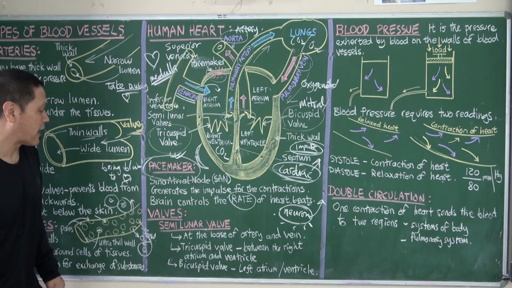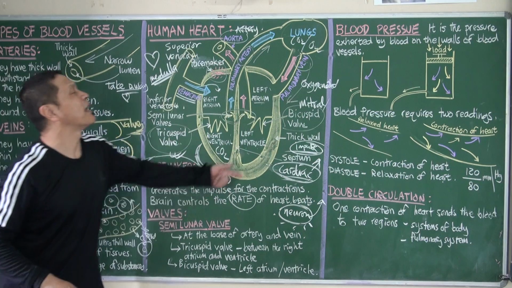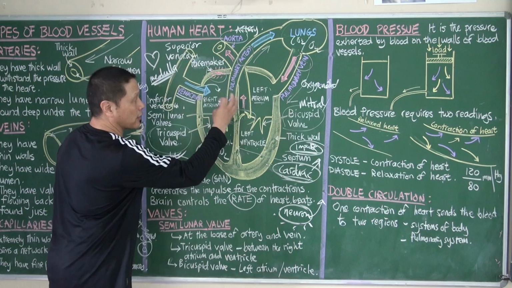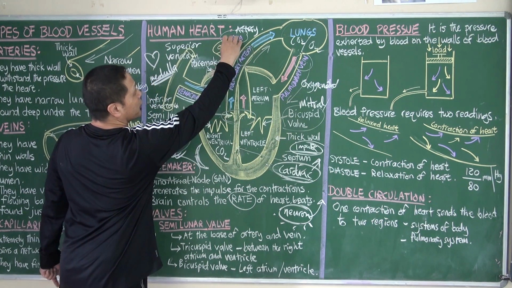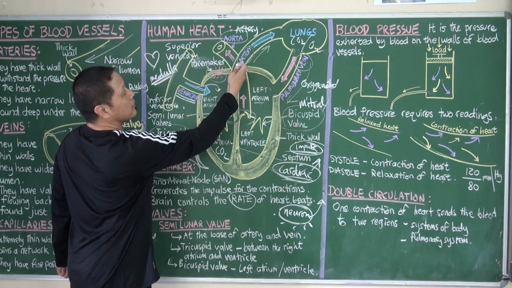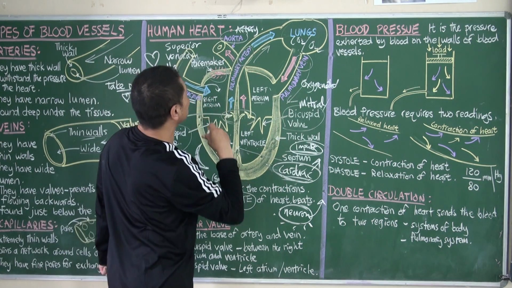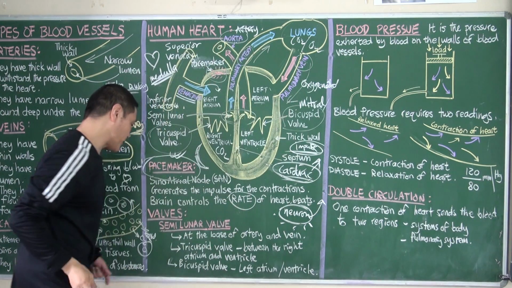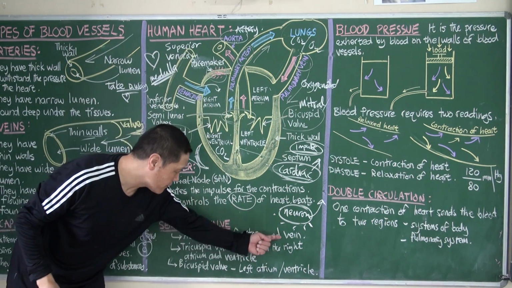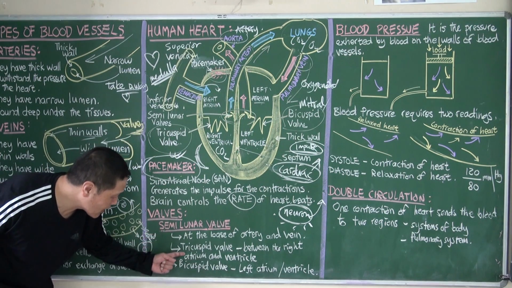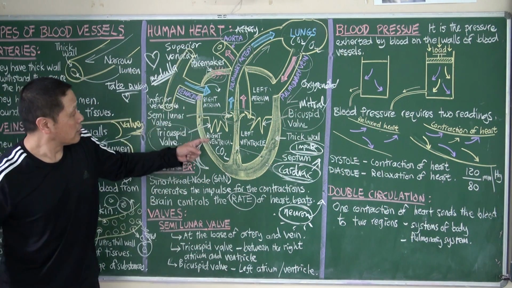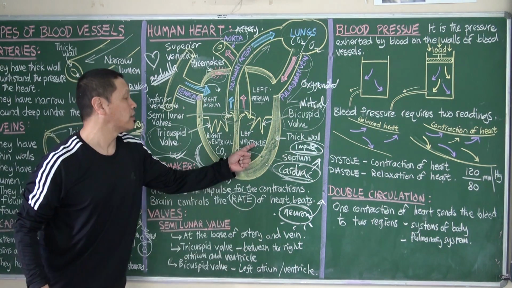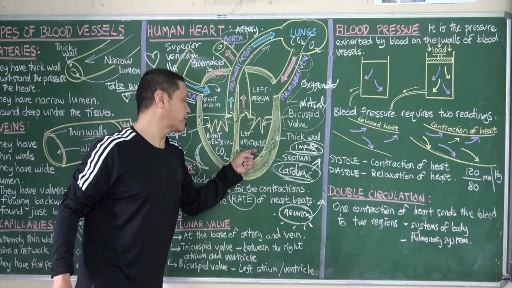Valves. There are several valves. We just talked about 3 valves here. There are many valves here. You just need to know 3. One is the semilunar valves found at the bottom of the main arteries, pulmonary artery and aorta. At the base of pulmonary artery and aorta, you find semilunar valve. Tricuspid valve between the right atrium and the right ventricle. And you have the bicuspid valve between the left atrium and the left ventricle.